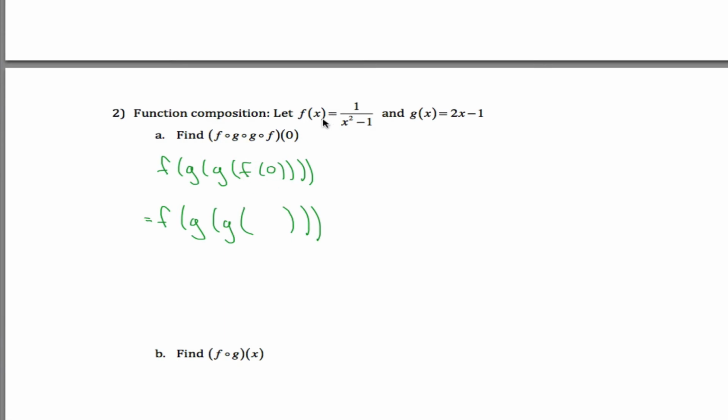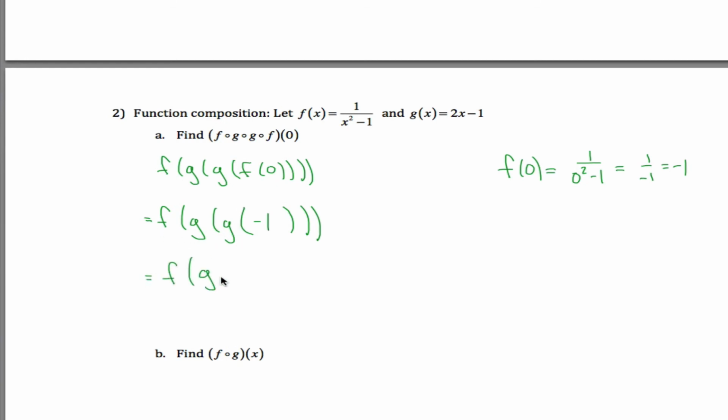How do you figure out f of 0? Well, this is f of x. So I can figure out f of 0. Sure, I'll write it. F of 0 is just taking this function and everywhere you see an x, changing it into a 0. So 1 over 0 squared minus 1, aka 1 over -1, aka -1. F of 0 is equal to -1, so instead of writing f of 0 right here, I'll write -1. So that's it? That's my answer? Well, no, but now instead of having 4 functions nested inside each other, you only have 3. So repeat that a few more times and you'll be good.